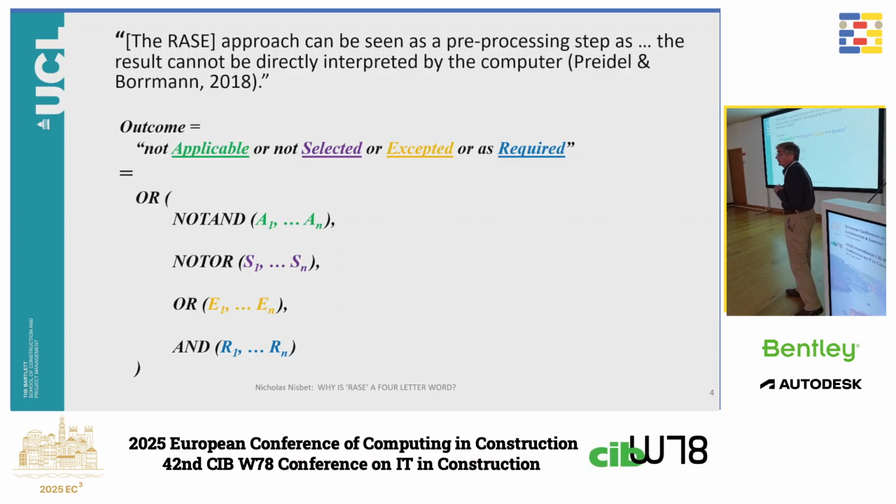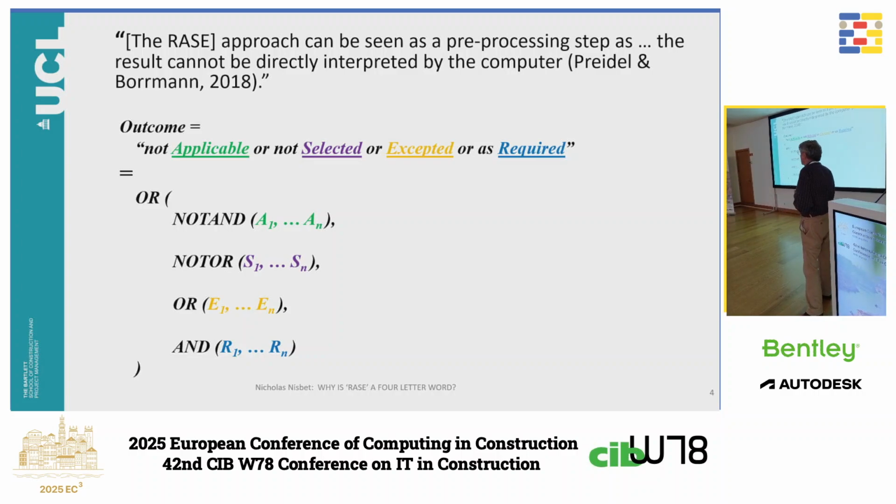So, like the chocolate box, you have a choice of things. And not applicable, we even have an abbreviation in English, N/A, meaning not applicable. All the things that decide what's in scope.